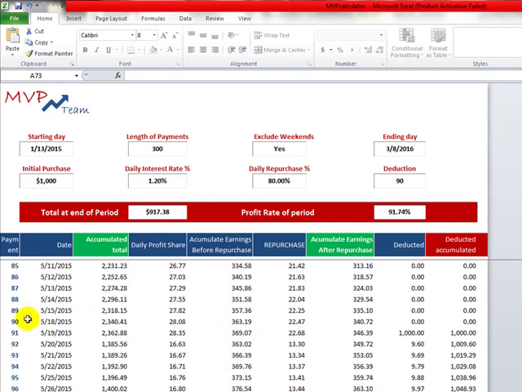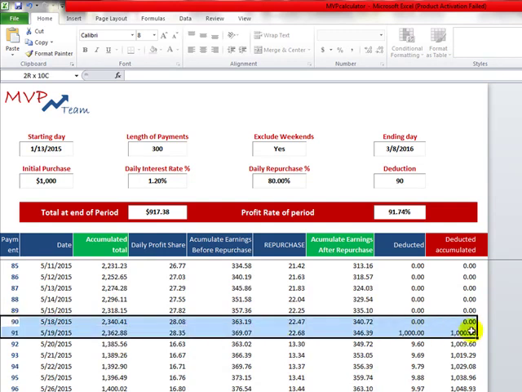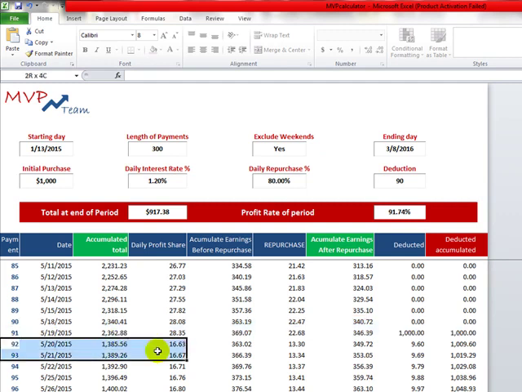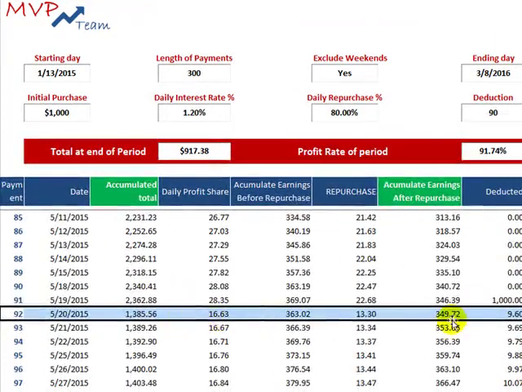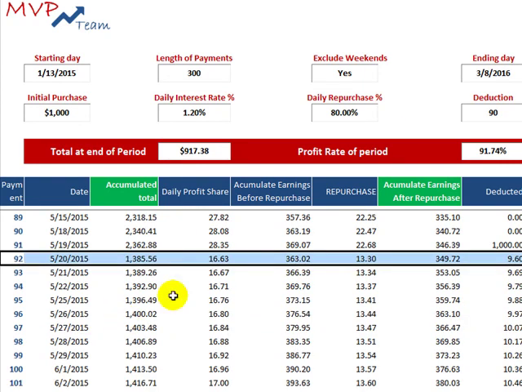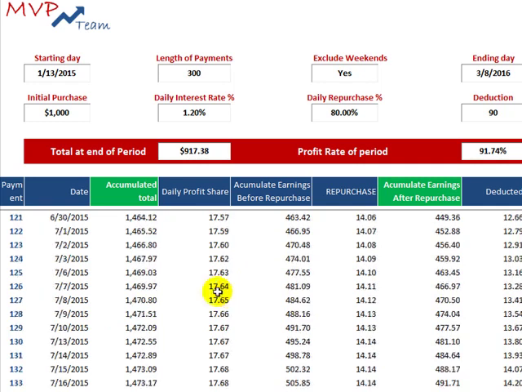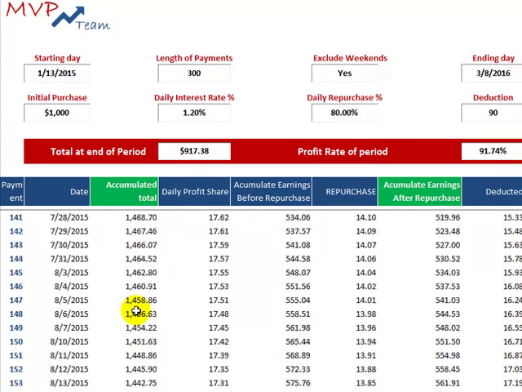Go down to the 90th payment. Okay, right around here. And now on the 91st payment, or on the 92nd payment, you're at $1,385. Okay, $1,385, and you would have had transfer $349. And this is around May, so that's around 4 months. So you see how it works. So basically at 80/20, let's continue to scroll down here.